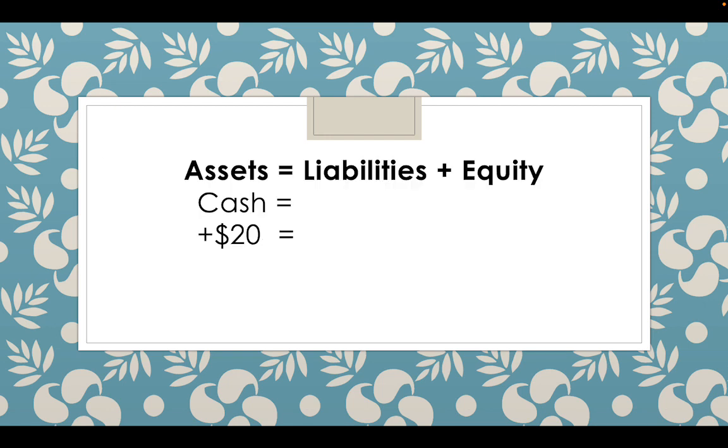Now, how could I balance this equation? Well, if I add $20 to the left side of the equation, the first thing that pops into my head is that I should add $20 to the right side of the equation. And that would make it balance, right? But if I'm going to add $20 to the right side of the equation, I've got to have an account to put it in. I can't just put $20 over there. It's got to go somewhere. So I got to have a liability account or an equity account that I put that money in. And that will make the accounting equation balance.